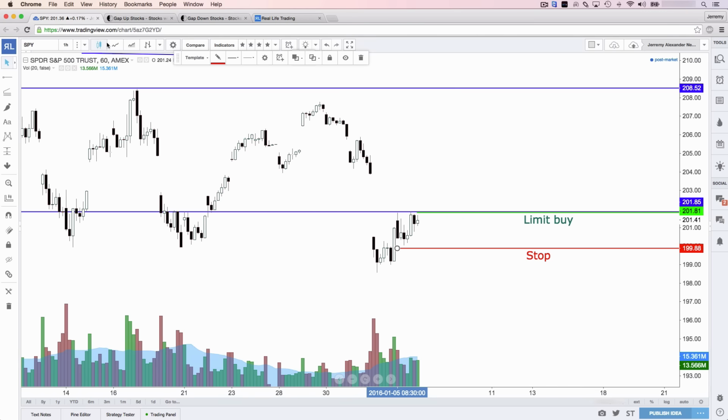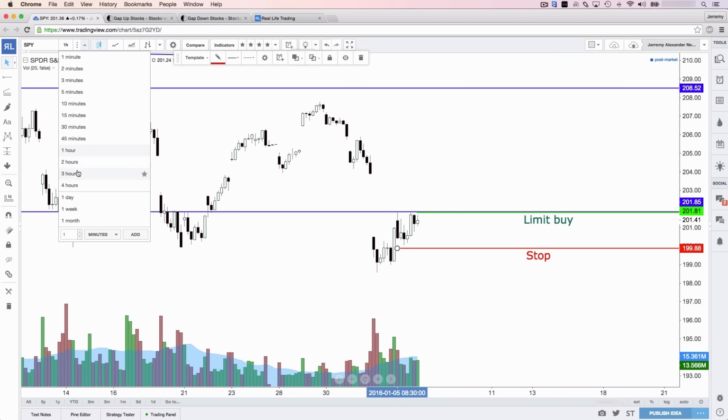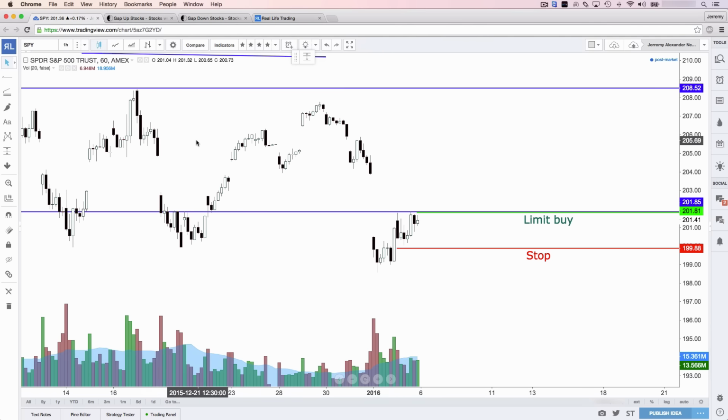Now, in between the hourly and the daily, you have the 2-hour time frame, the 3-hour time frame, the 4-hour time frame. You can use those time frames as well. It really all works the same. The hourly is just really kind of the more commonly accepted one, and it's just something that you might be interested in.